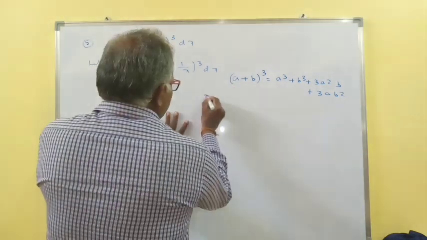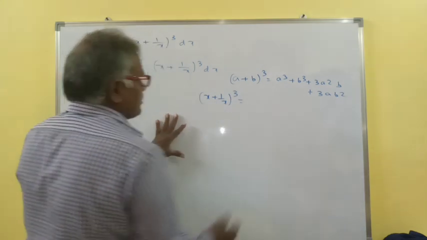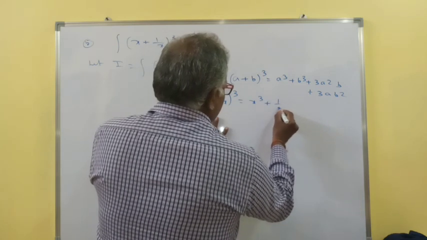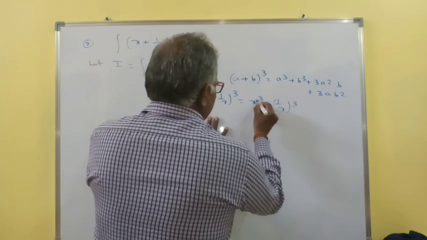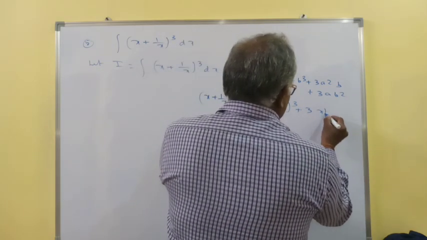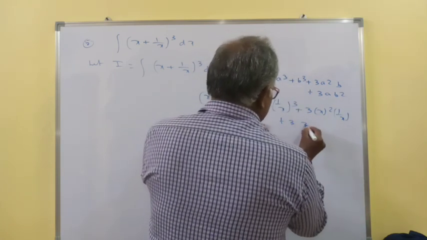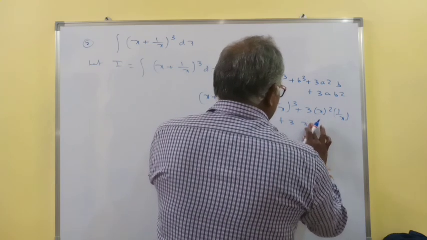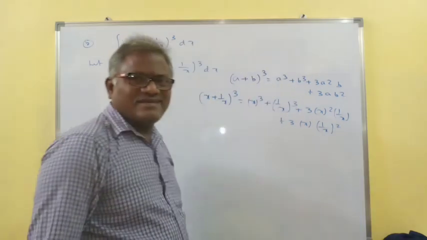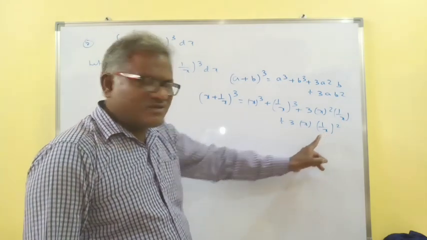In the same way here, (x plus 1 by x) whole cube. So in place of a x, that means x cube plus 1 by x whole cube, no problem. Next, 3 into x square into 1 by x, plus 3 into x into (1 by x) whole square. Here x square by x means x, and x into 1 by x square means 1 by x.